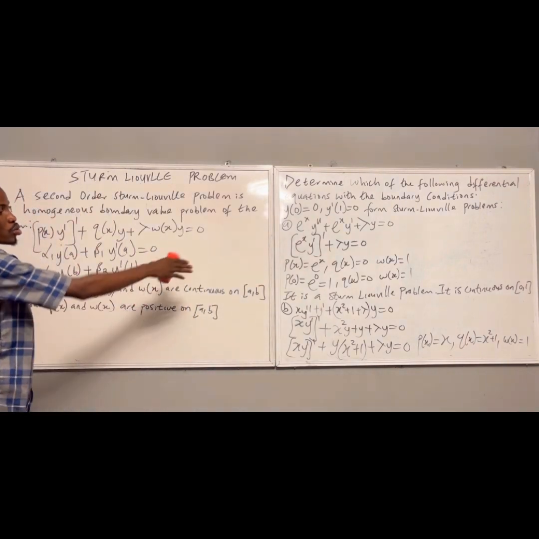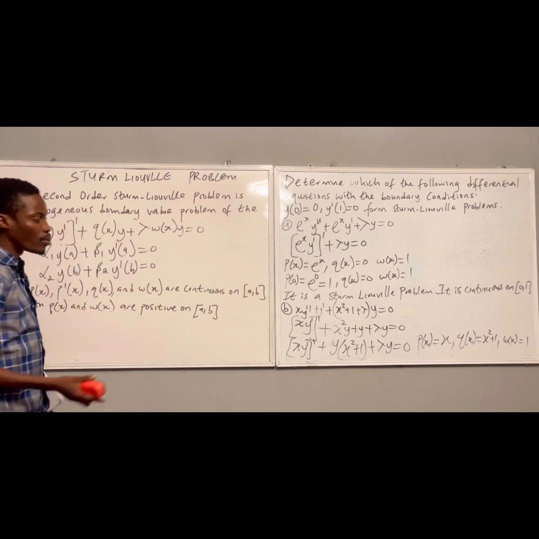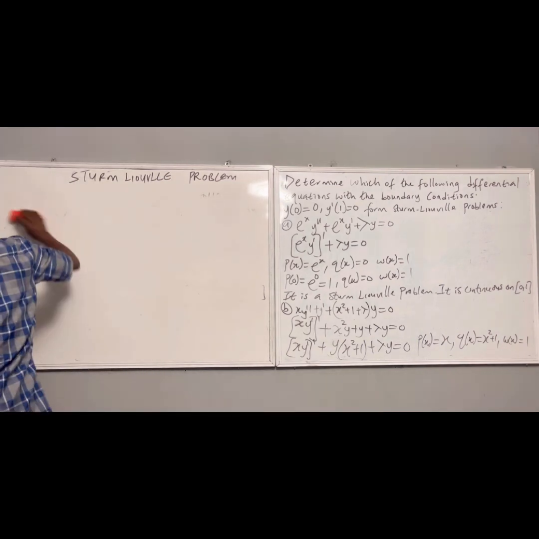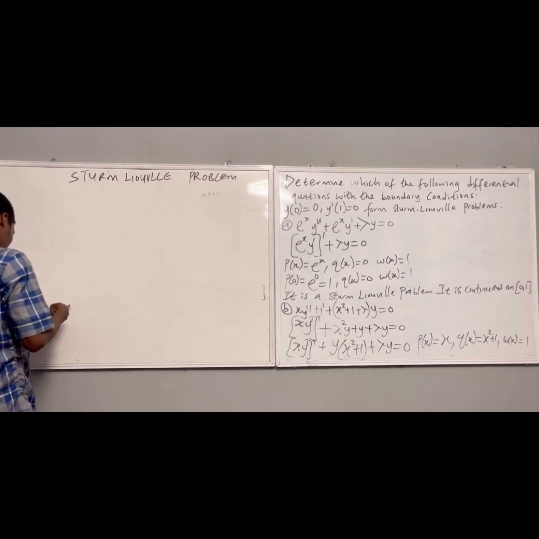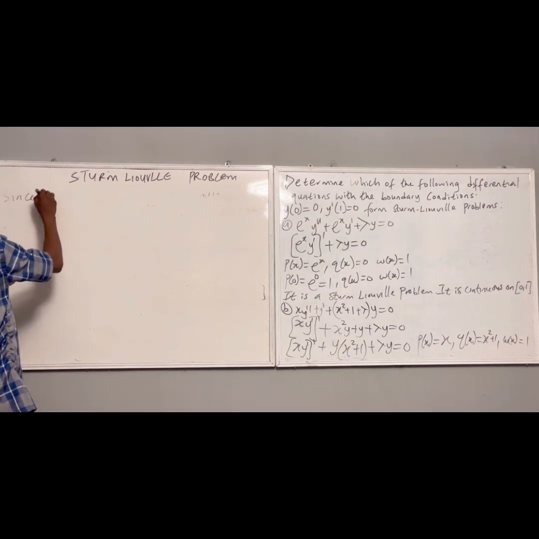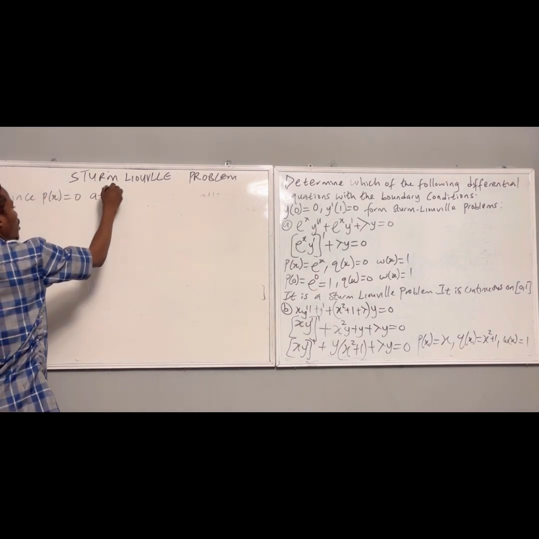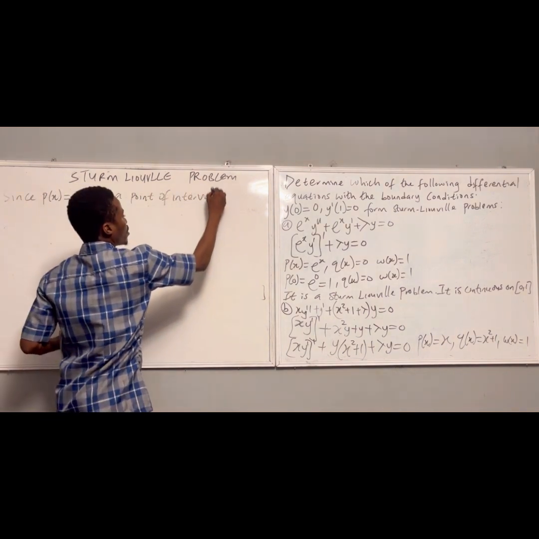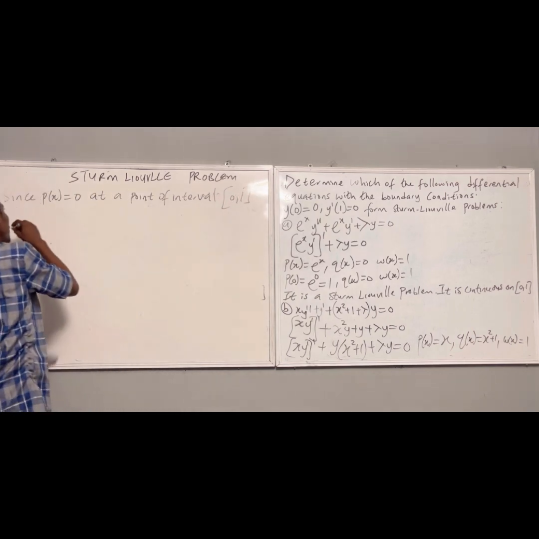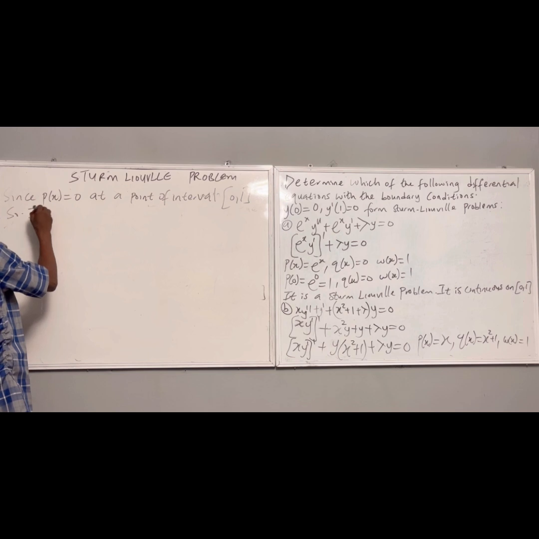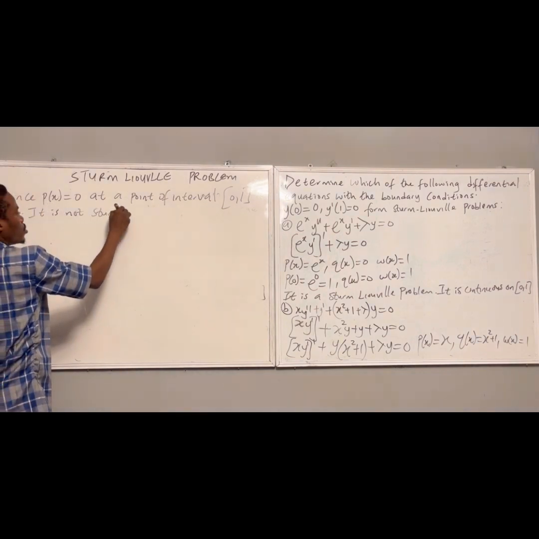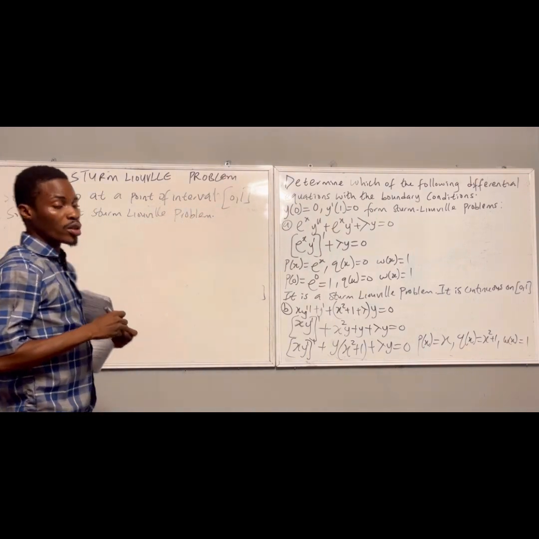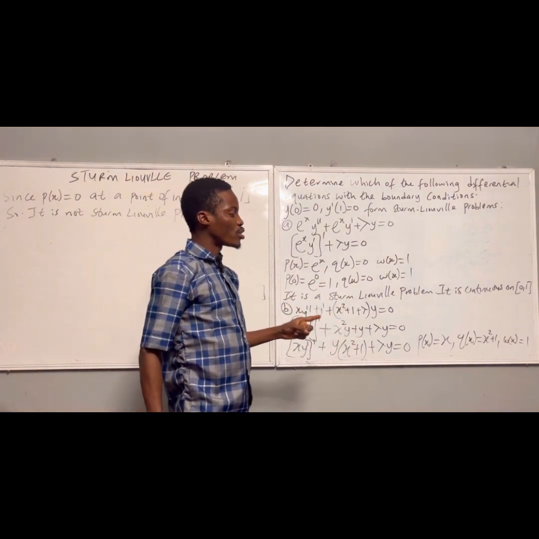So we are using this: when it satisfies all this, it means it's a Sturm-Liouville problem. Since p of s is equal to 0 at a point of the interval 0, 1, it is not a Sturm-Liouville problem. It forms a Sturm-Liouville form, but p of s does not satisfy the conditions.